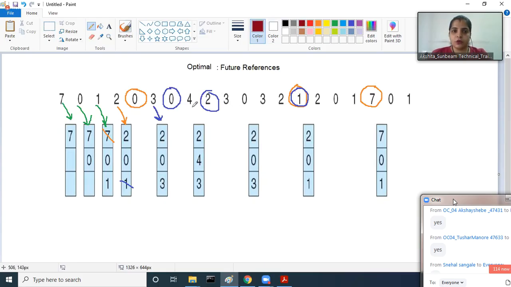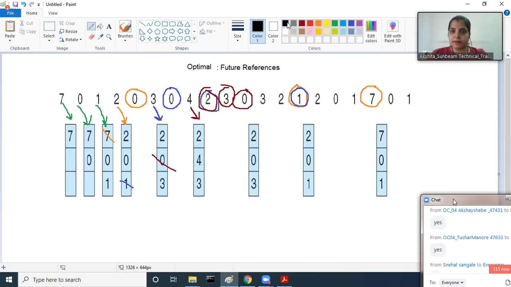4, I need to load 4. Which are the current frames? 2, 0, 3. 2 will come next, 0 will come here, 4 will not come anywhere. Just replace. 203, 3 is here. So 2 is here, 0 is here, 3 is here. So it will replace this. So 2, 3 and 0, because 0 will be used at a later stage. 2 is already there, 3 is already there, 0 I have to replace.